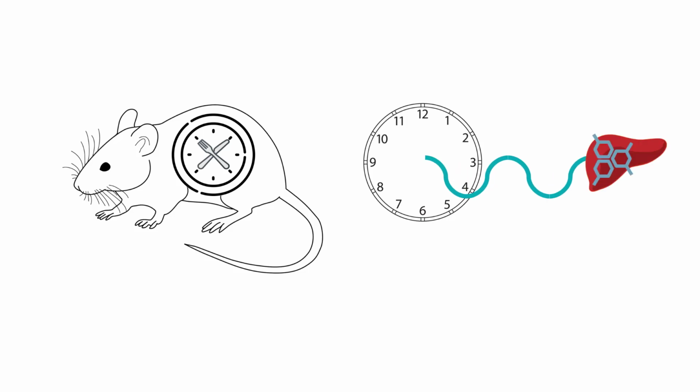The rhythmic liver transcriptome, that is, the subset of genes that are expressed rhythmically across the 24-hour day in the liver, includes many genes that encode proteins that are important for a variety of metabolic functions, such as absorption and breakdown of carbohydrates, fats, and proteins.